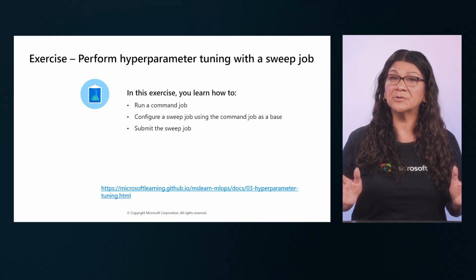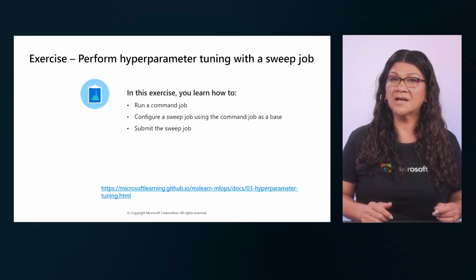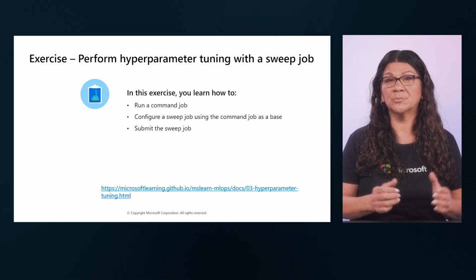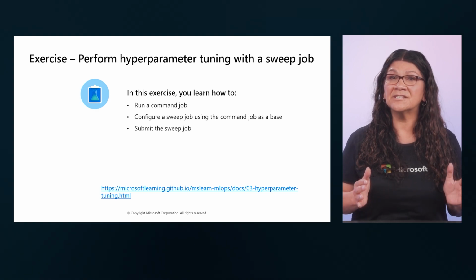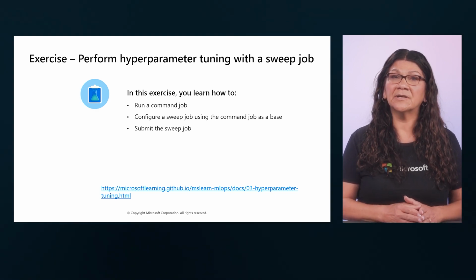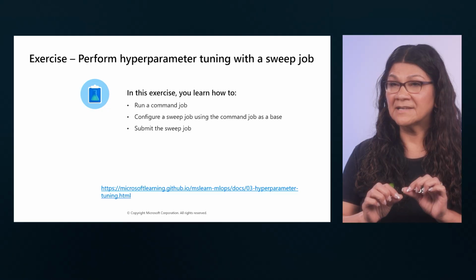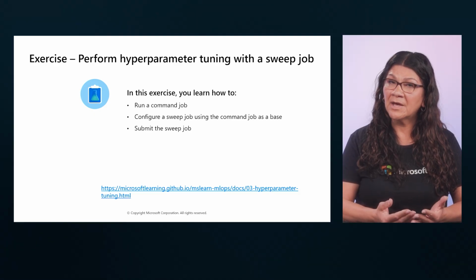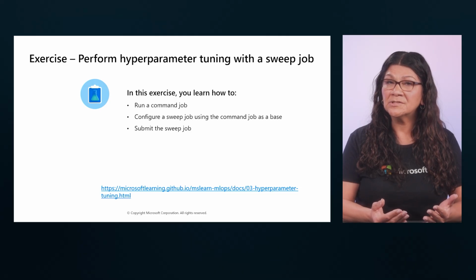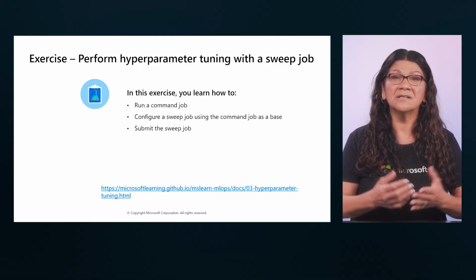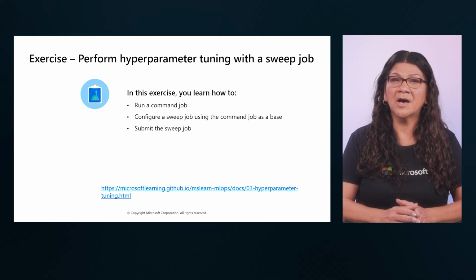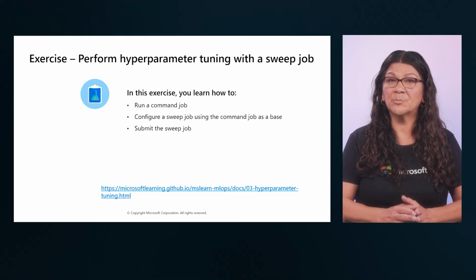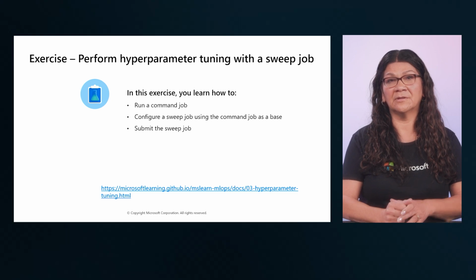Now it's time to put your hyper tuning into action. In this exercise, you'll move beyond theory and run a real sweep job in Azure Machine Learning to systematically test different model configurations by creating a command job, configuring it as the base for the sweep, and submitting it for execution. You'll see how Azure ML can automatically explore multiple hyperparameter combinations to help surface the best performing model faster than manual experimentation. Please see the URL below for complete instructions on how to use the lab.